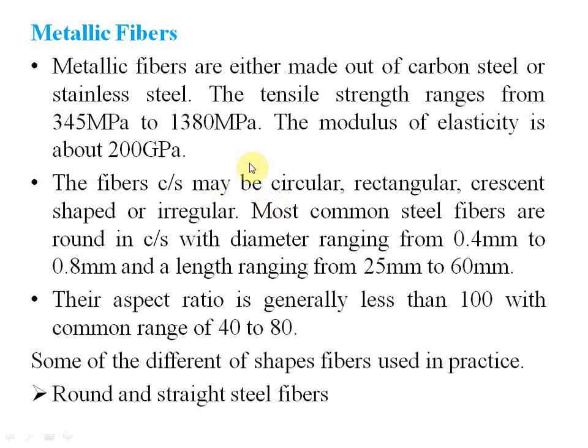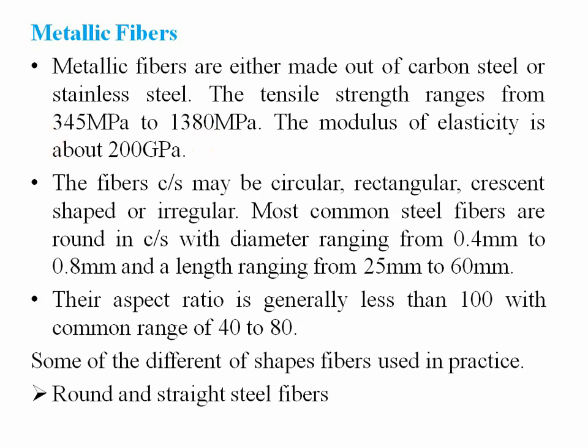Metallic fibers are made out of either carbon steel or stainless steel. The tensile strength of these metallic fibers ranges from 345 MPa to 1380 MPa, and the modulus of elasticity of these metallic fibers is about 200 GPa, that is 200 gigapascal.